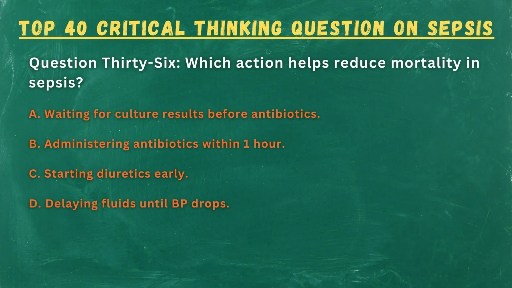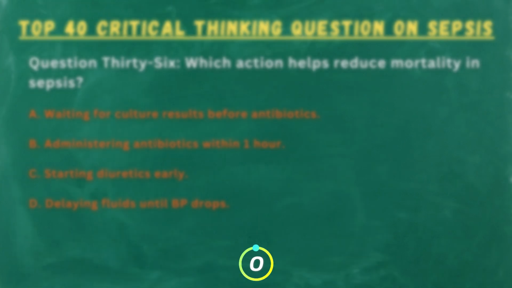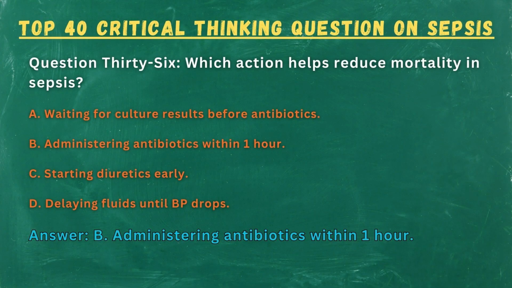Question 36. Which action helps reduce mortality in sepsis? A. Waiting for culture results before antibiotics. B. Administering antibiotics within 1 hour. C. Starting diuretics early. D. Delaying fluids until BP drops. Answer: B. Administering antibiotics within 1 hour.